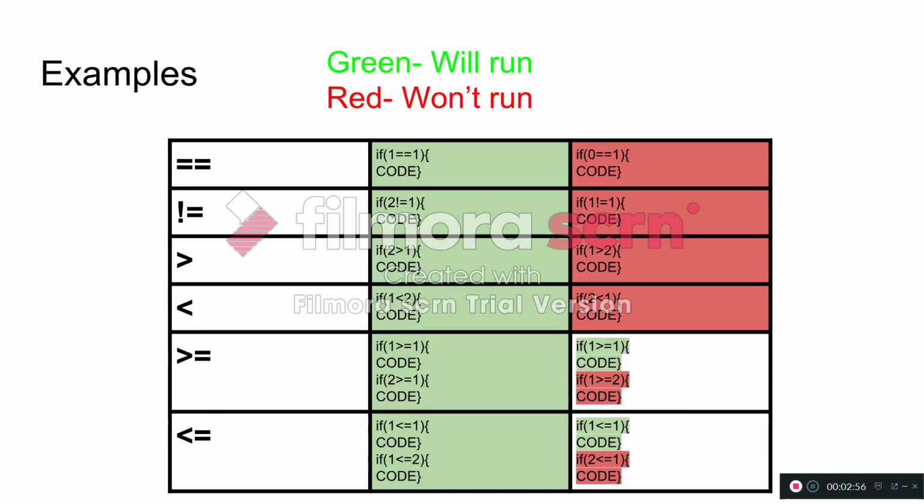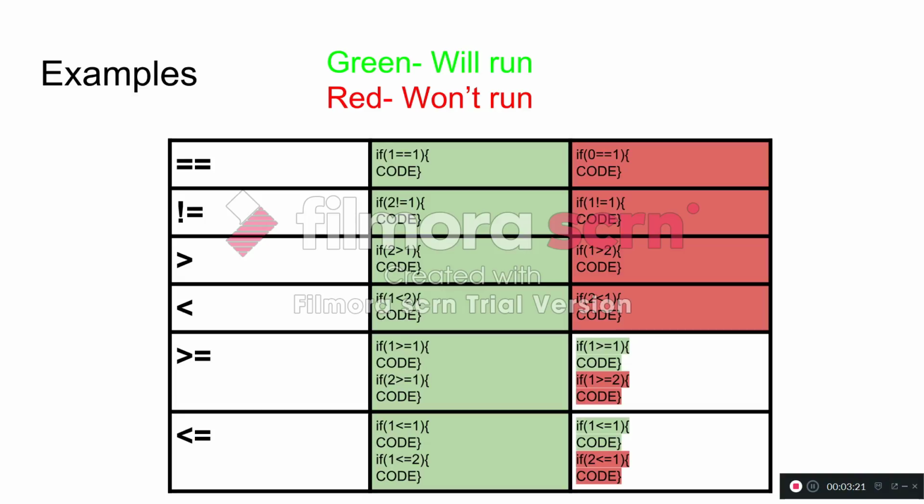So here are the examples. We have highlighted sections of this table. The green highlighted sections will run, the red will not run. So let's take an example for the equal to operator. We have 1 is equal to 1, well 1 is 1, so the code will run. This means that this condition is true, therefore the code will run. But if 0 is equal to 1, the condition is false, the code does not run.